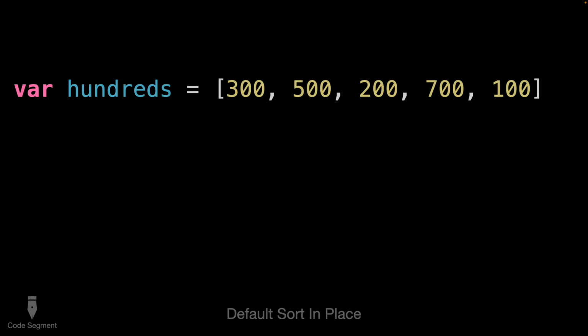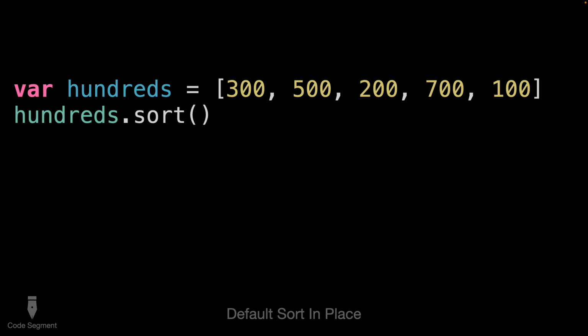All right, so let's look at default sorting in place. So here we have a variable called hundreds. It is an array. We assign to it an array literal that has a bunch of numbers in it. So these are all ints, 300, 500, 200, 700, 100. This is unordered, okay?